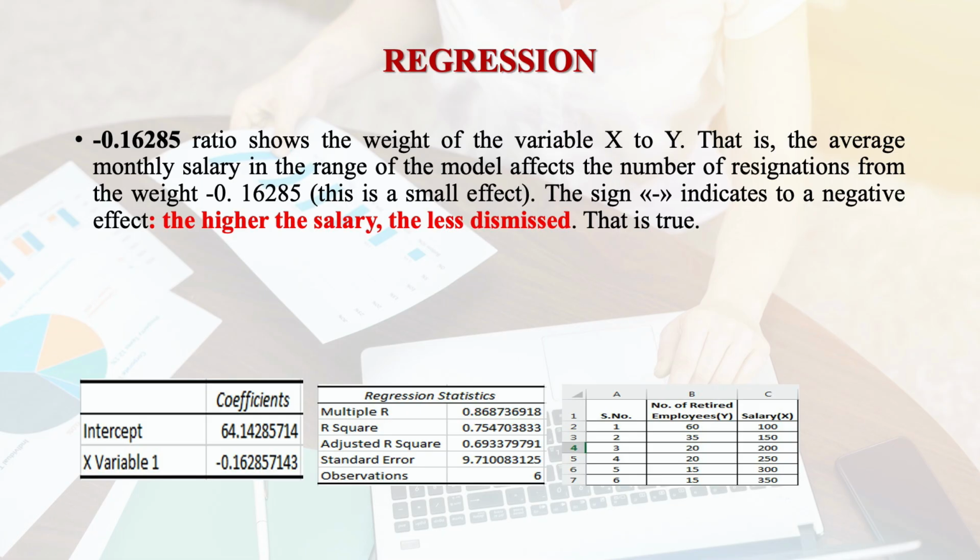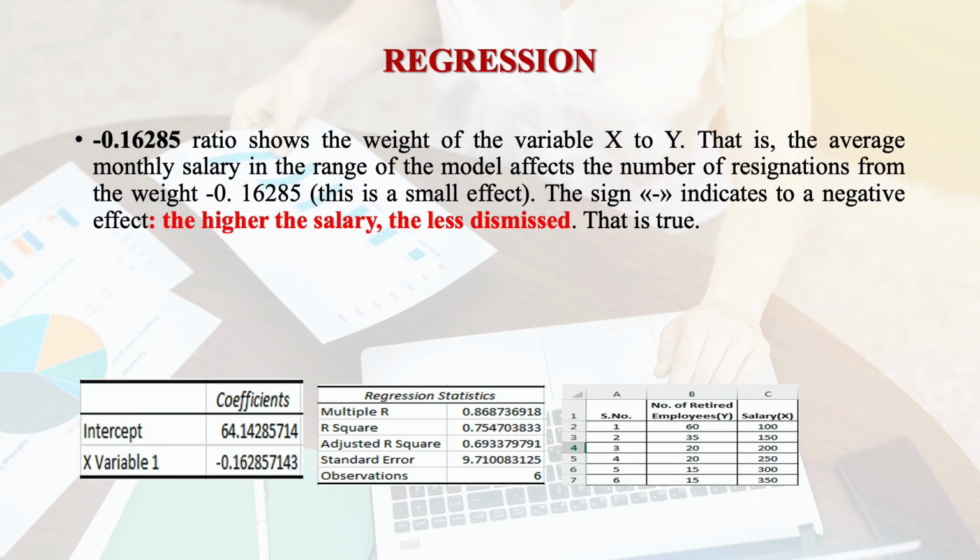Now a second important factor is the coefficient which is given as the intercept part. In the very last row you will find that X variable 1, that value is minus 0.16285. Now the minus 0.16285, you should interpret that the negative sign indicates the effect that the higher the salary, the fewer are dismissed, and you will find that this is quite true from the data, that those persons who are having the higher salary are quite less in number in comparison to those who are having lesser salary. So the dismissal rate for the person having higher salary is quite less.